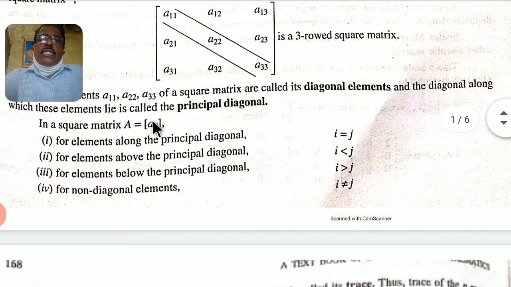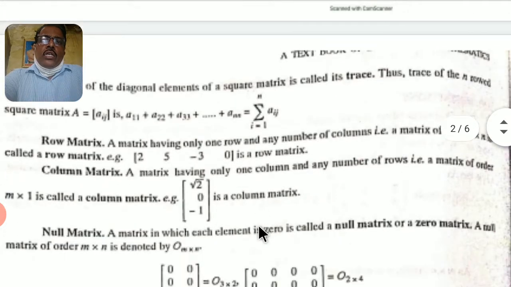Next we go to the row matrix. A row matrix is a matrix having only one row and any number of columns. For example, in this case there is only one row: 2, 5, -3, 0. There is only one row but 4 columns, so one row and 4 columns. Therefore it is called a row matrix.